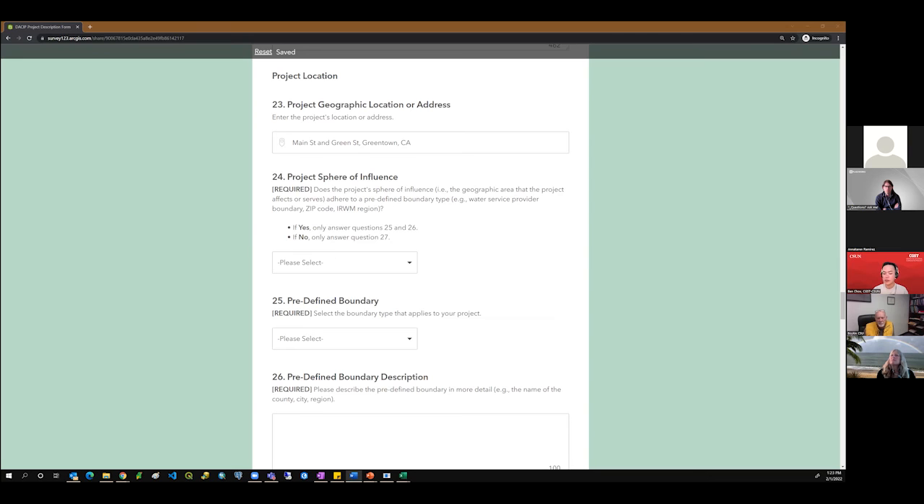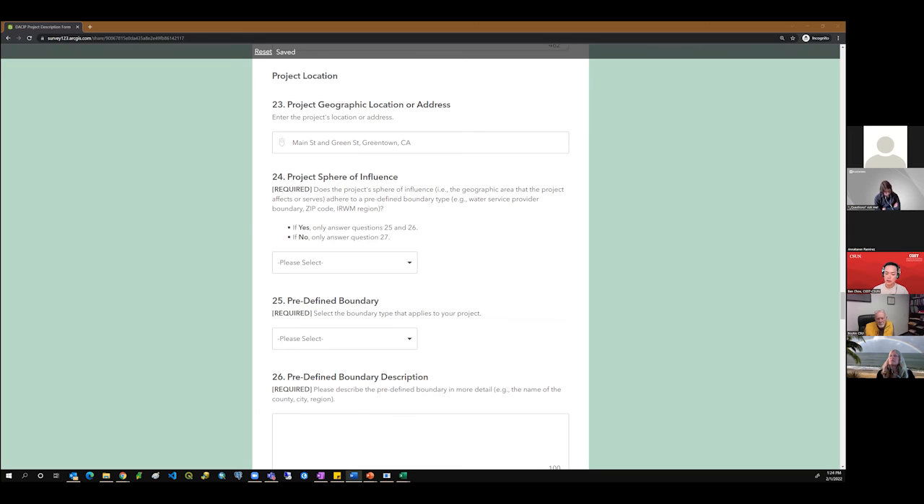So a project sphere of influence is the geographic area that is either affected by the project or that the project serves. So really think about what is the area that is directly benefiting from your potential project, and that should help guide you in the direction of picking the right answers for this section. So for our example, we're going to say that the project sphere of influence is the entire city boundary of Greentown, since the reduction in flooding has benefits for residents and commuters across the city, not only the residents directly living in the Green Acres neighborhood.